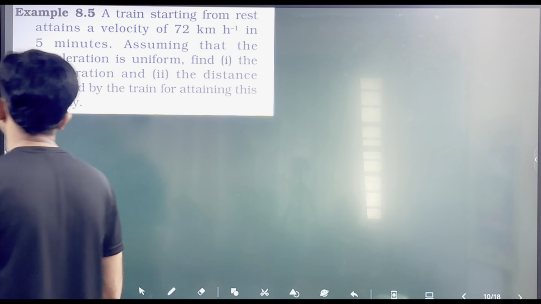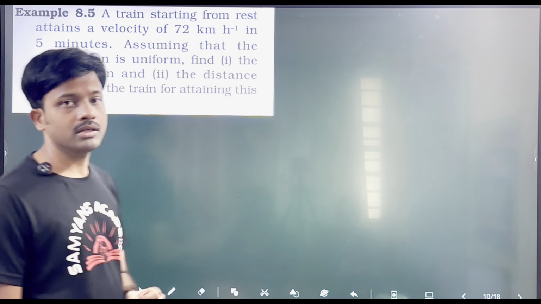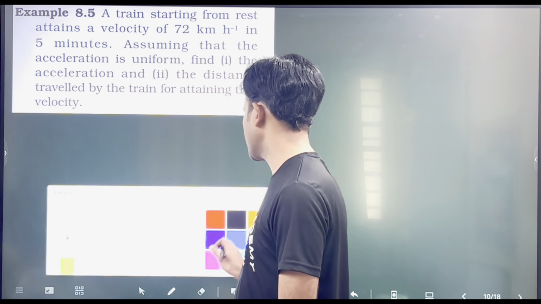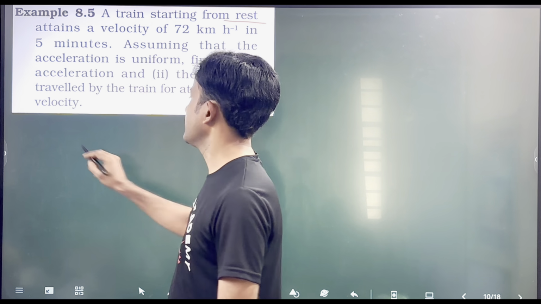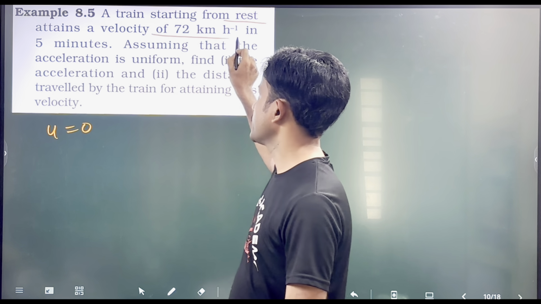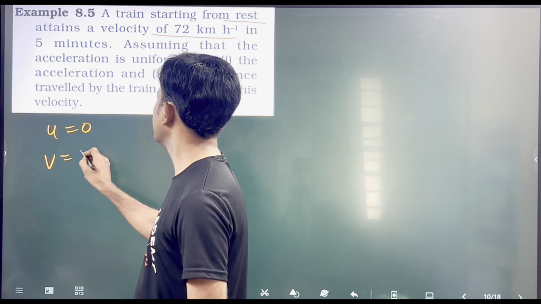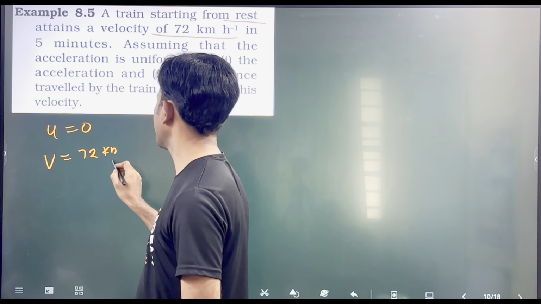Next one, here we have example 8.5. A train starting from rest attains a velocity of 72 km per hour in 5 minutes. Assuming that the acceleration is uniform, find the acceleration and the distance traveled by the train for attaining this velocity. Okay. Train is starting from rest. Rest means what is its initial velocity? Initial velocity of the train is 0. And it attains a velocity of 72 kilometer per hour.